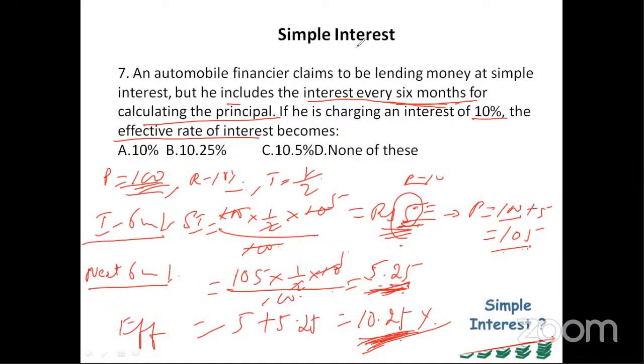I hope this is clear. You got it? After 6 months means what you should do? Term, we should take it as 1 by 2 here. Okay. Can I have some response here? Yes, no?